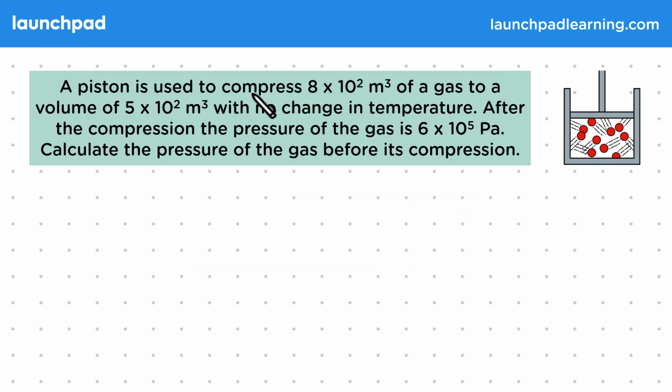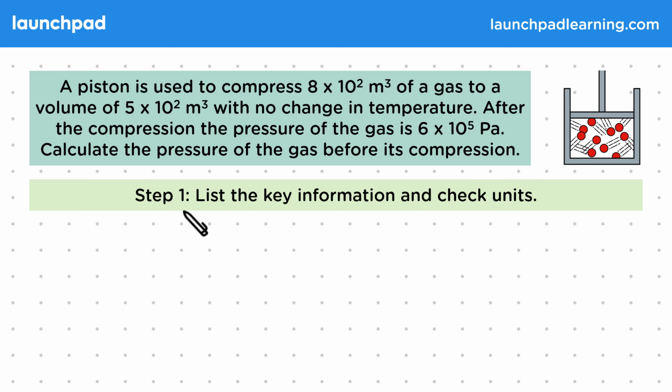A piston is used to compress 8 times 10 to the 2 meters cubed of a gas to a volume of 5 times 10 to the 2 meters cubed with no change in temperature. After the compression, the pressure of the gas is 6 times 10 to the 5 pascals. Calculate the pressure of the gas before its compression.